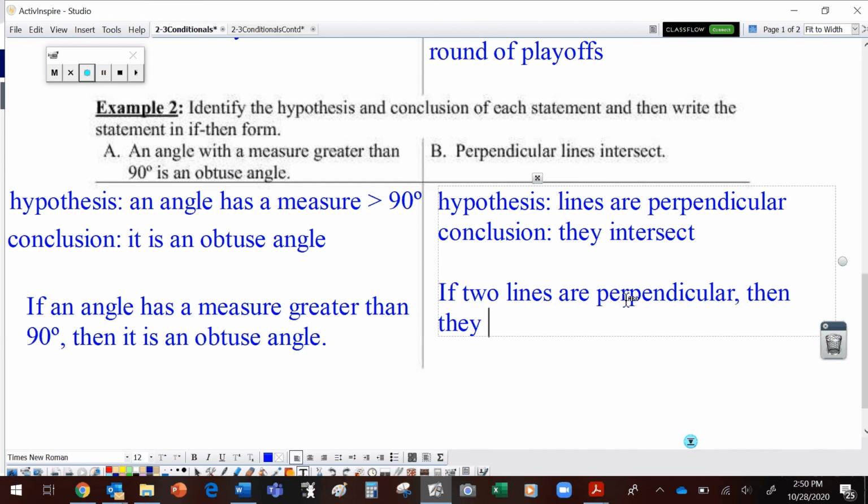then they intersect. Okay, and we could say, well, why not the other way around? Why not that the hypothesis is that the lines intersect and the conclusion is that they're perpendicular? Well, the simple answer for that is not every pair of lines that intersect is perpendicular, but every pair of lines that are perpendicular have to intersect. So that's a little bit of a trick you can use to figure out which one's the hypothesis and conclusion when it's a very short statement like this one here.